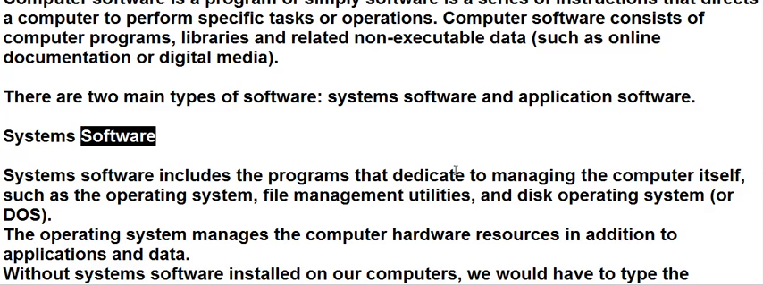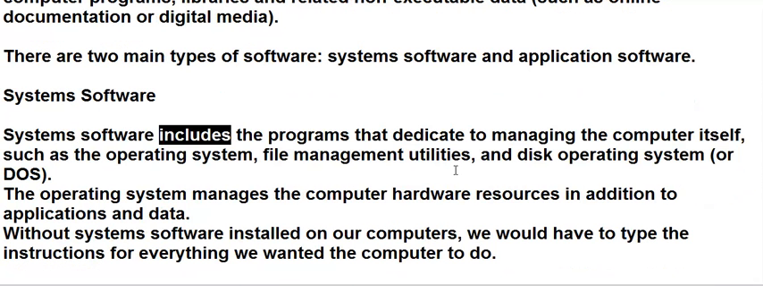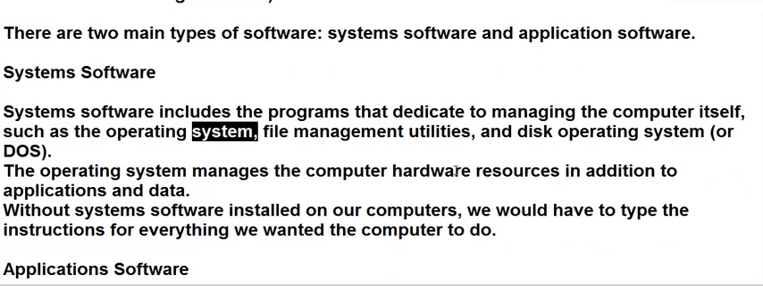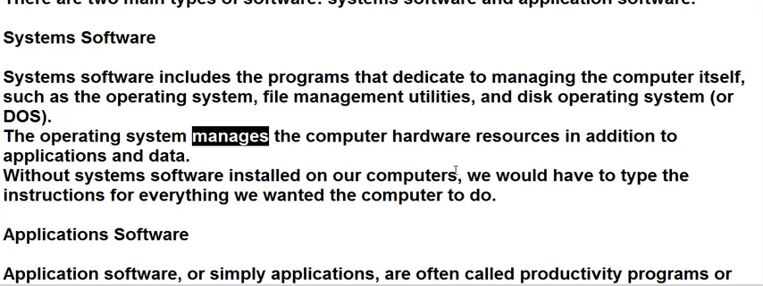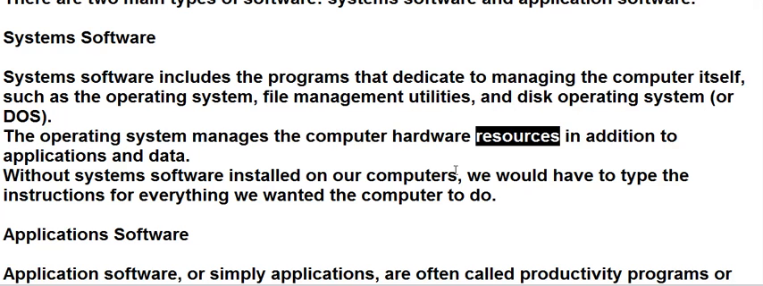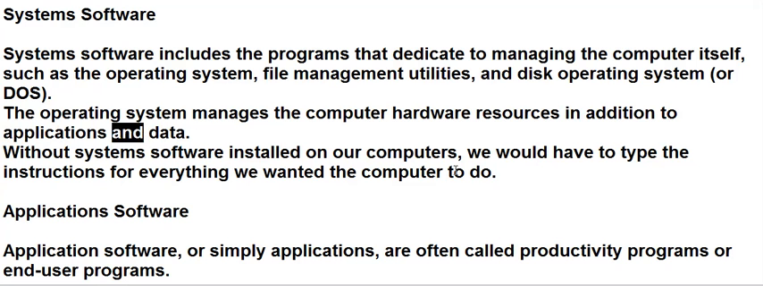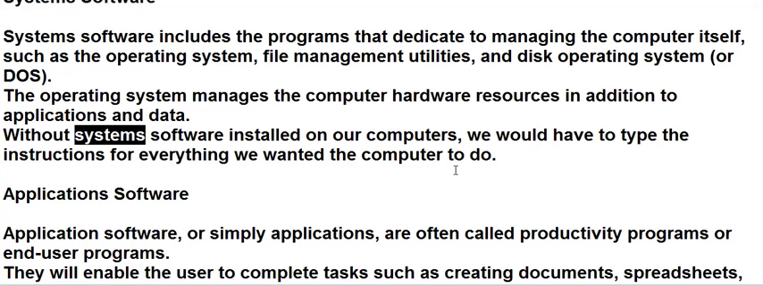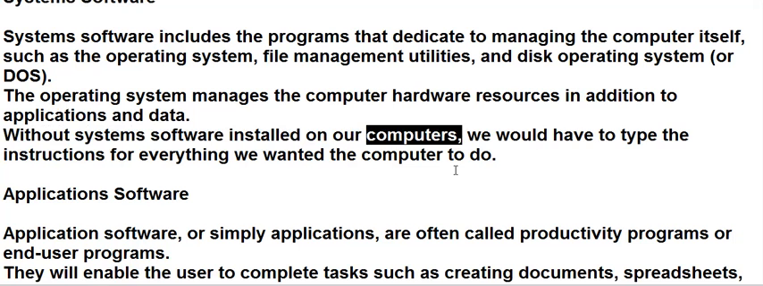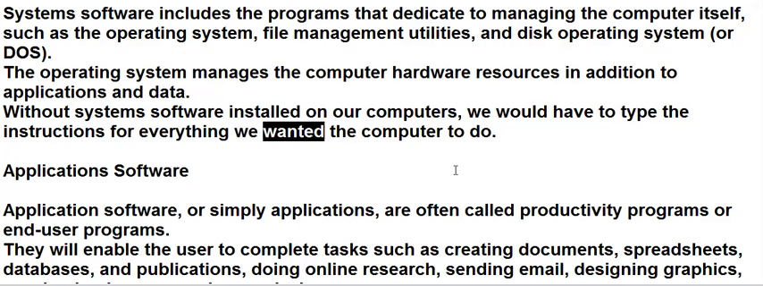Systems software. Systems software includes the programs dedicated to managing the computer itself, such as the operating system, file management utilities, and disk operating system, or DOS. The operating system manages the computer hardware resources in addition to applications and data. Without systems software installed on our computers, we would have to type the instructions for everything we wanted the computer to do.